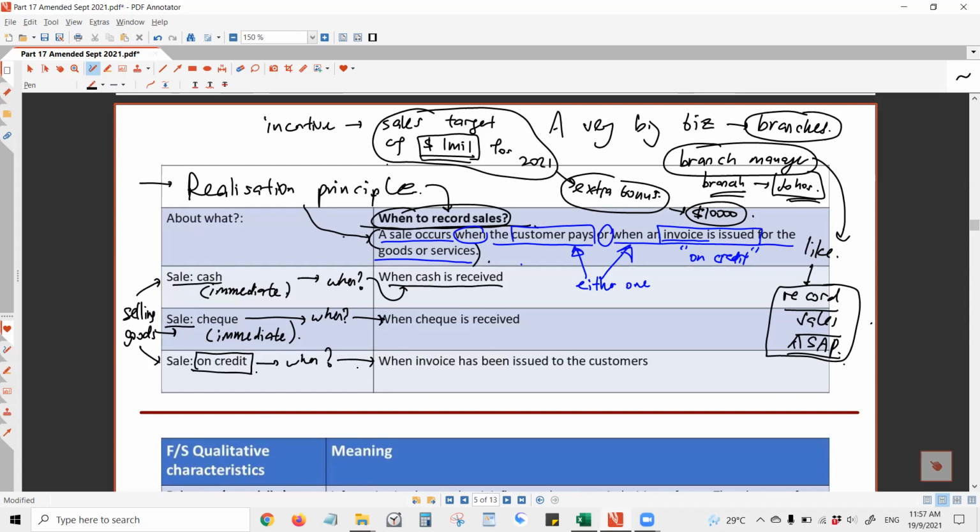I give you an example where you should not record the sales. Okay, you write down together with me. Later I answer your question, okay? We write down one example first.